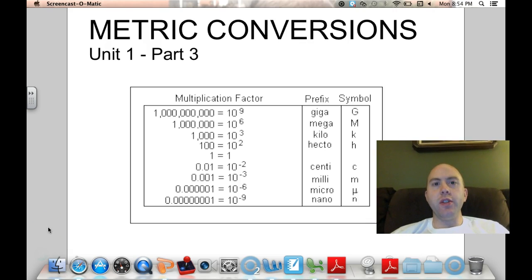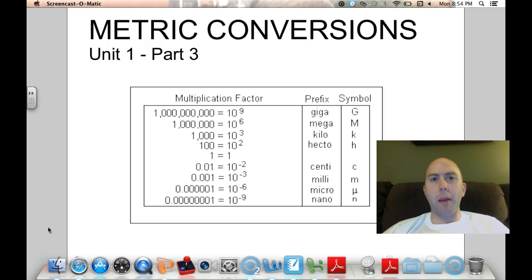Okay, so for this unit, or this part of this unit, we're going to talk about metric conversions. This is a pretty simple thing to do. You just have to memorize all the prefixes. So, first, let's look at these prefixes.